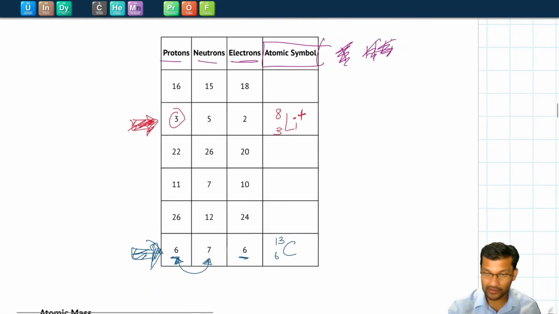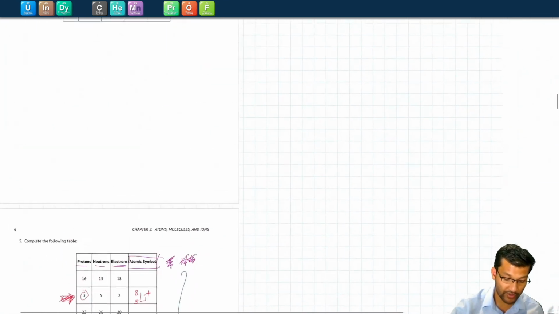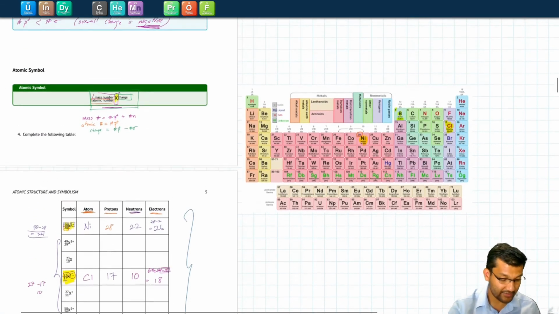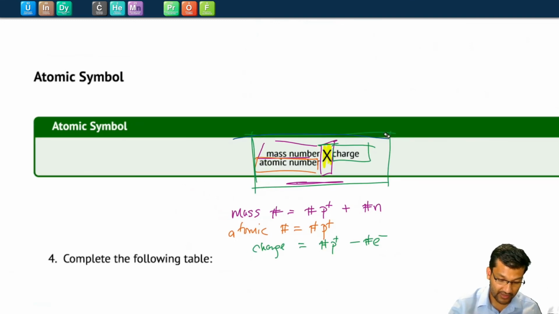I hope you got all those correct. If you didn't, you can send me an email or come to office hours, and we're going to go over more practice. But try to do all of these for practice. It's muscle memory. The more you do it, the faster you become at doing them. But that will bring us to the end of atomic symbols. Just remember that it gives us the mass number, atomic number, and the charge, and remember the positions of those different numbers around the symbol.